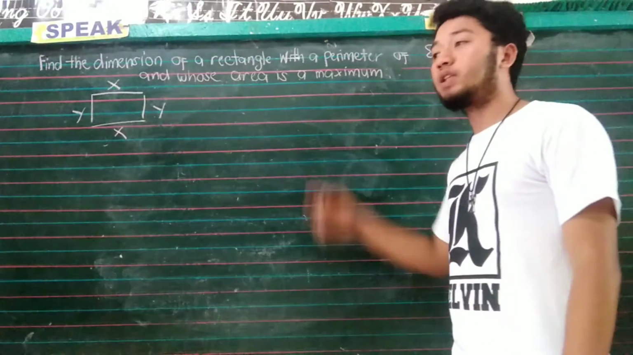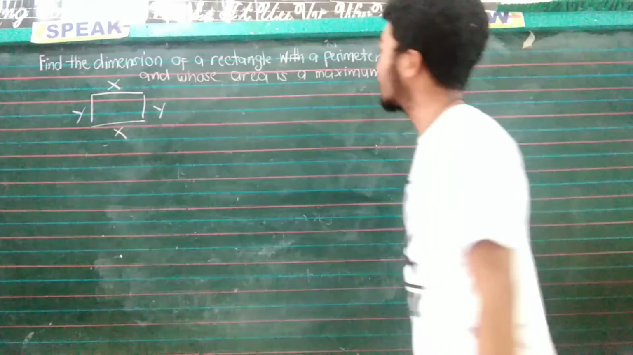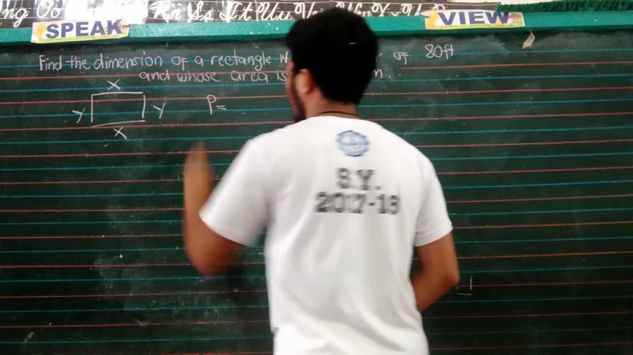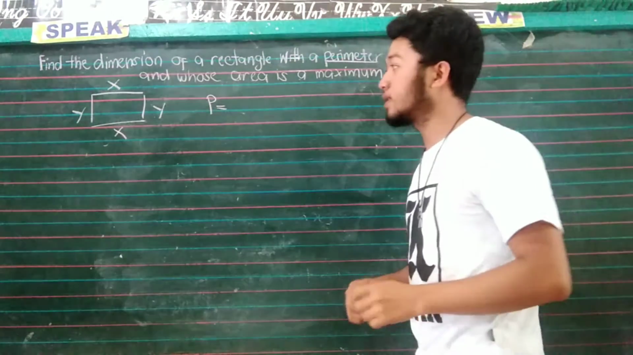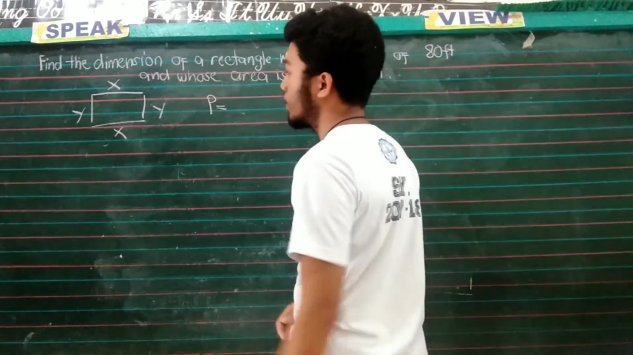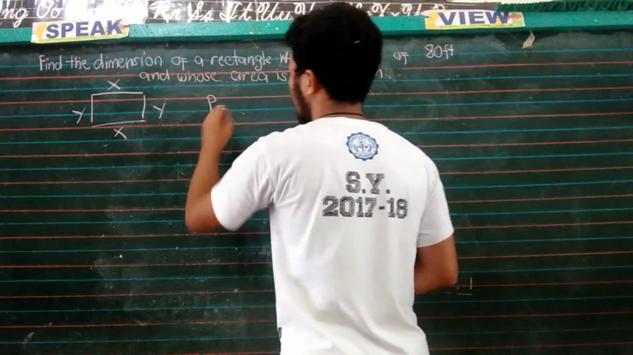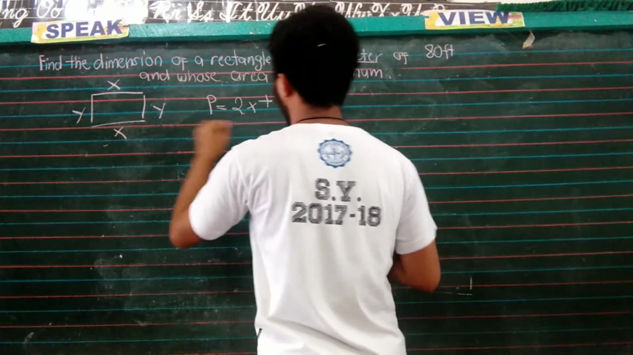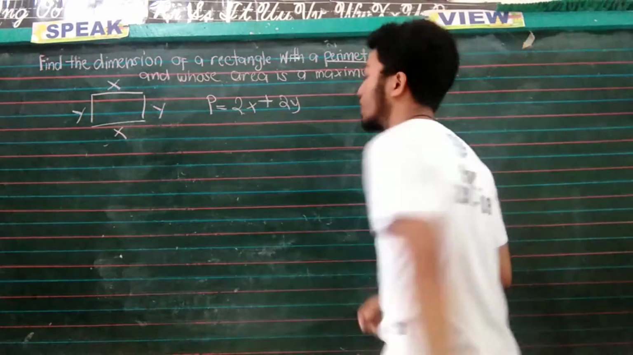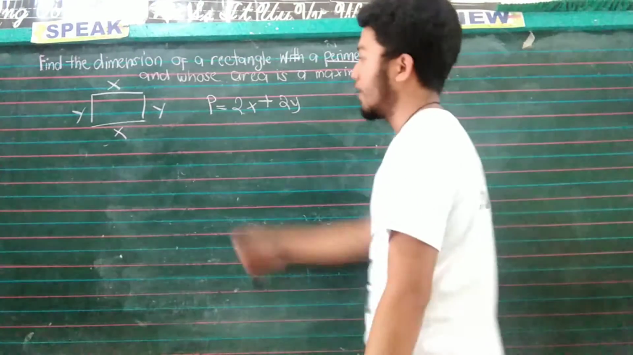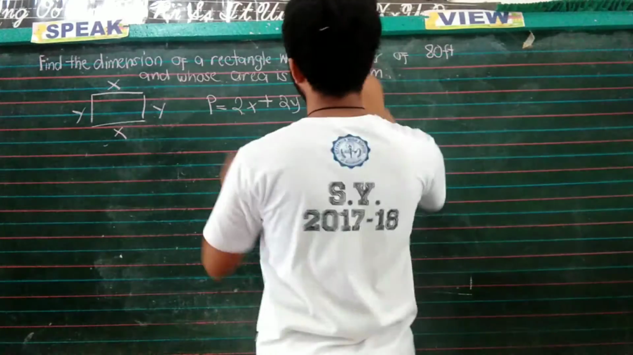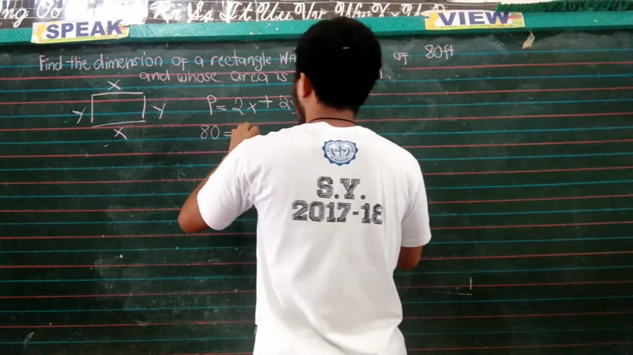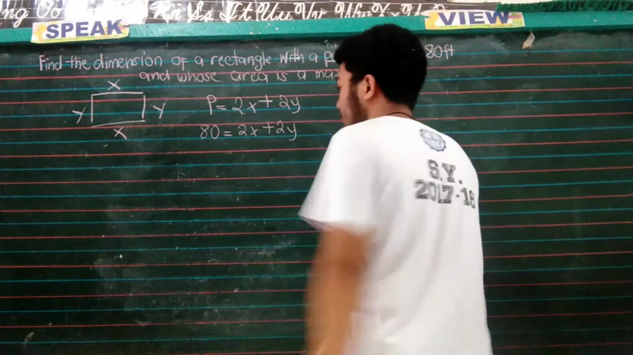In this problem, we need to consider two equations. First, we need to consider the perimeter. The perimeter is the sum of all sides of this rectangle. So we have here x plus x is 2x, plus y is 2y. So this is now the formula for the perimeter. And the value for perimeter, or P, is 80 feet, which is 80 is equal to 2x plus 2y.